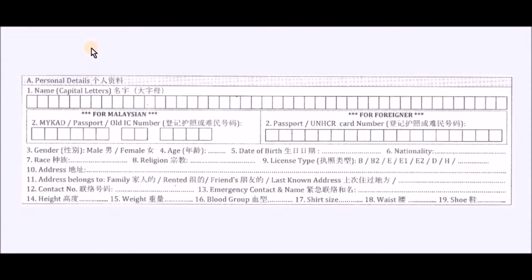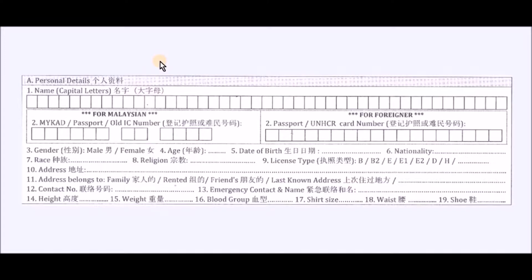Alright, let's get started. As you can see, this is Section A of the Kachara registration form, which is the personal details section. In this section, you're required to fill in all the essential information regarding the client's identity, such as their name, gender, age, date of birth, race, religion, address, contact number, and everything else in this section.